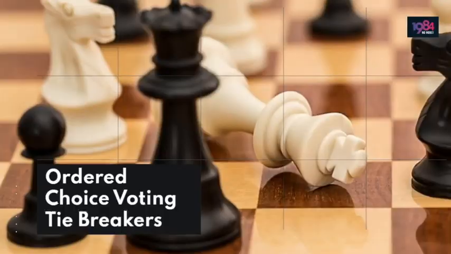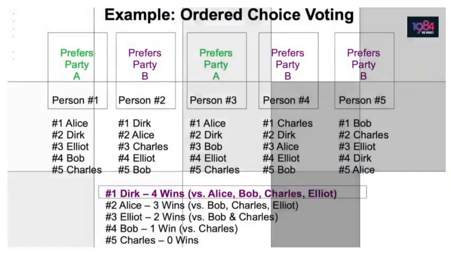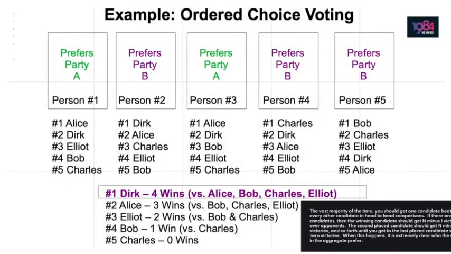Ordered choice voting tiebreakers. There is one other thing we need to discuss related to ordered choice voting, tiebreakers. The vast majority of the time, you should get one candidate beating every other candidate in head-to-head comparisons. If there are n candidates, then the winning candidate should get n-1 victories over opponents. The second-placed candidate should get n-2 victories, and so forth until you get to the last-placed candidate with 0 victories. When this happens, it is extremely clear who the voters in the aggregate prefer.